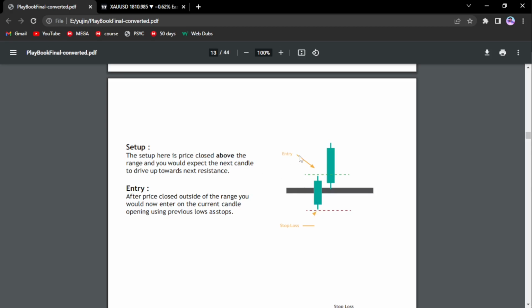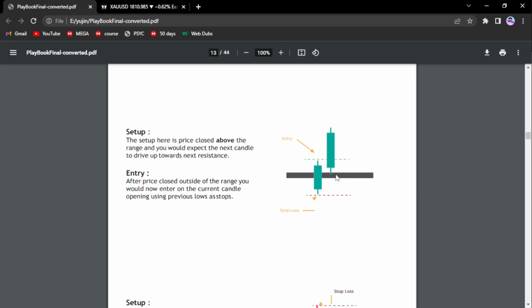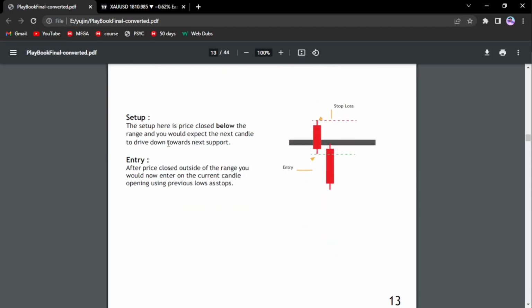But how do you enter the trade? After price closes outside the range, you will now enter on the current candle, this one as it's printing, the candle opening, using the previous low as stops. Okay, hope you got that. As we've known, we use the 30-minute for entries. So you'll have your stop loss below the 30-minute candle and your entry as it breaks the high of the previous 30-minute candle.